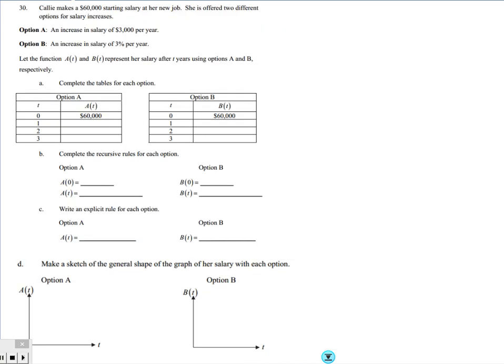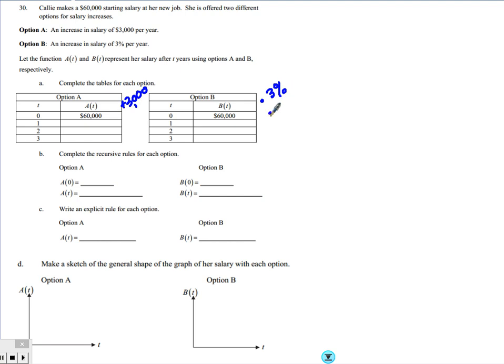All right, now we've got comparing two different options. So Callie makes a $60,000 starting salary at her new job. She's offered two different options for salary increase. We've got option A or option B. An increase in salary of $3,000 per year, or an increase in salary of 3% per year. So this one we're just adding 3,000 each year, and this one we're multiplying by 3%.